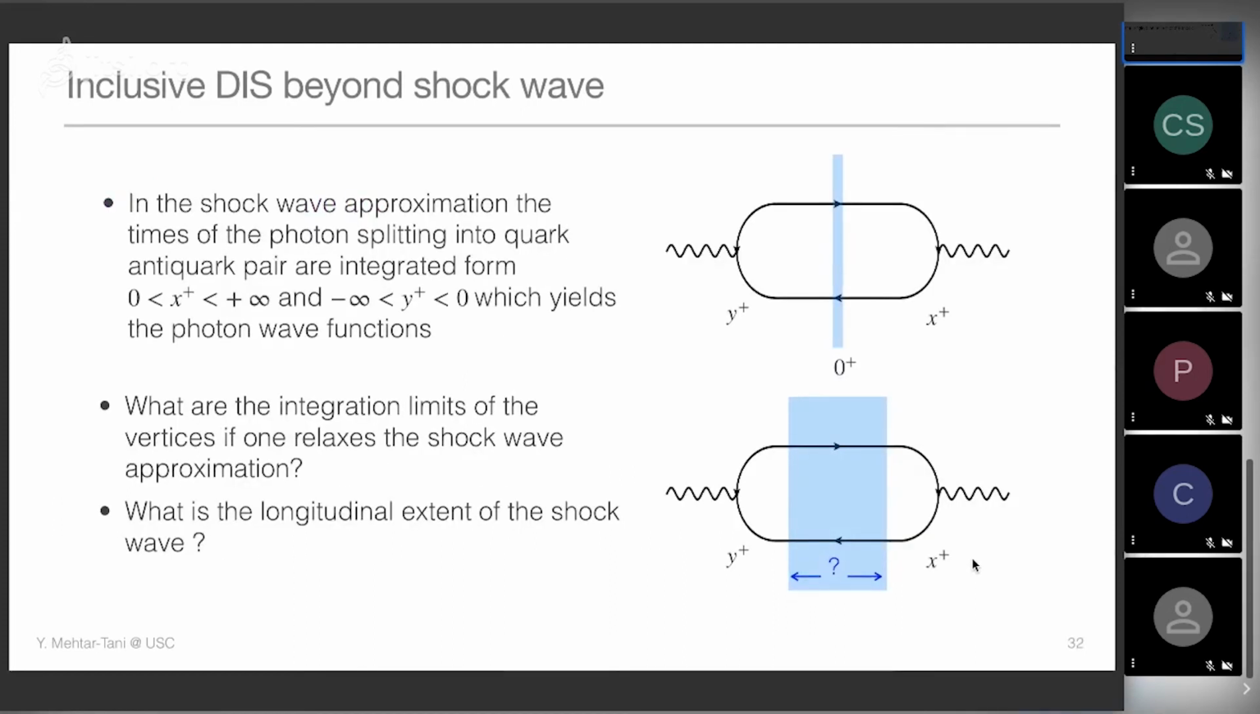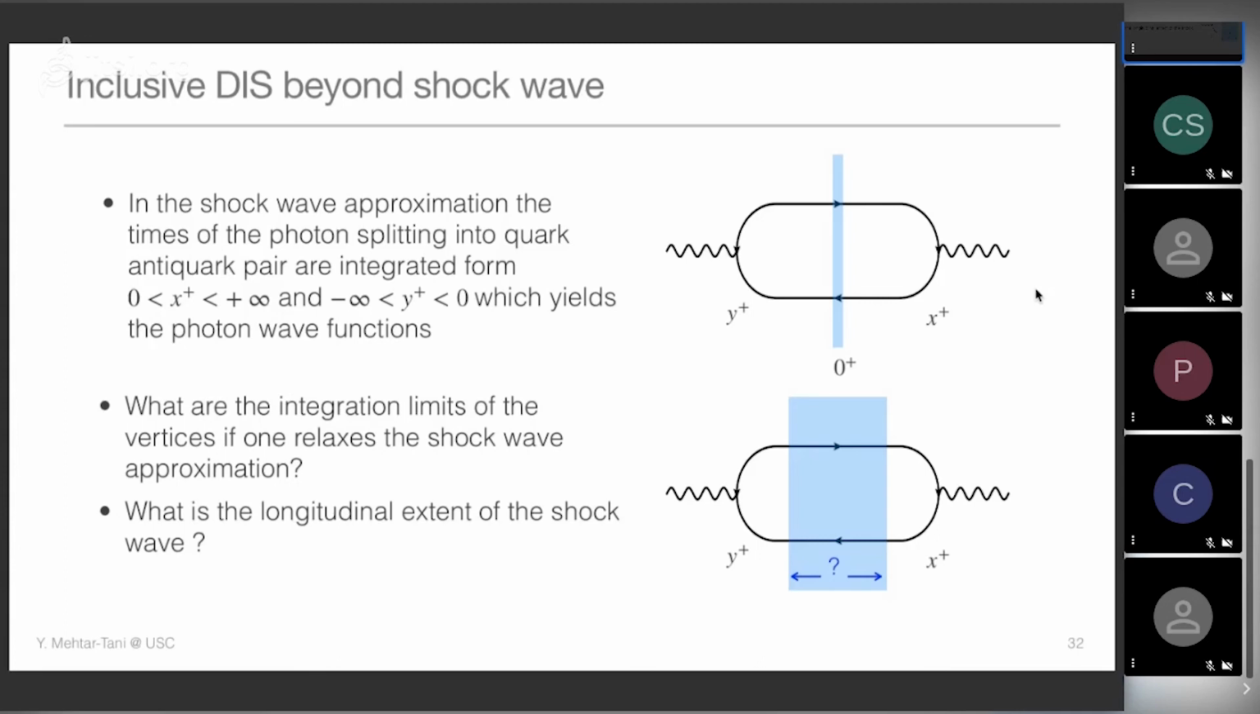All right, so we want to go beyond the shock wave. I introduced this approximation. So what is the shock wave now? In the shock wave limit, we assume that the shock wave is simply peaked around 0, as you can see here. Then you integrate the fluctuations from minus infinity to 0, and then from 0 to infinity. But now we want to keep some information about the longitudinal structure of the shock wave. But how do we define the longitudinal extent of the shock wave? What is it, in fact?